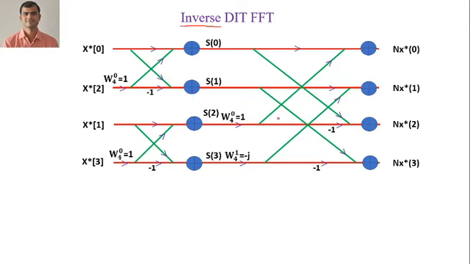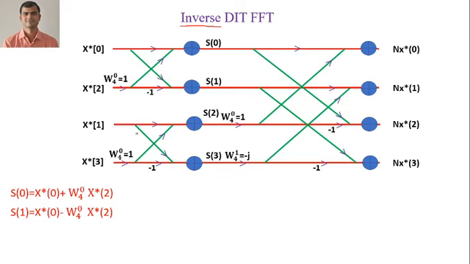This summary that I have told you will remain the same for the inverse DIT FFT algorithm and also for the inverse DIF FFT algorithm. So we will be seeing the stage 1 output. S0 is simply equal to x conjugate of 0 plus x conjugate of 2. And the value of W40, I have told you, is always equal to 1. Now S1 is given as x conjugate of 0 minus W40 x conjugate of 2.